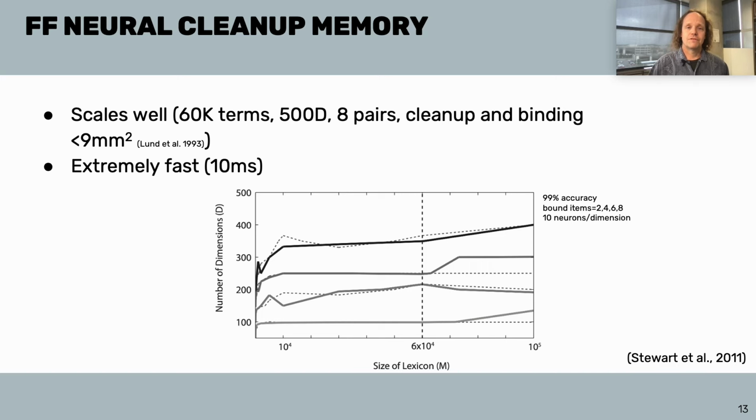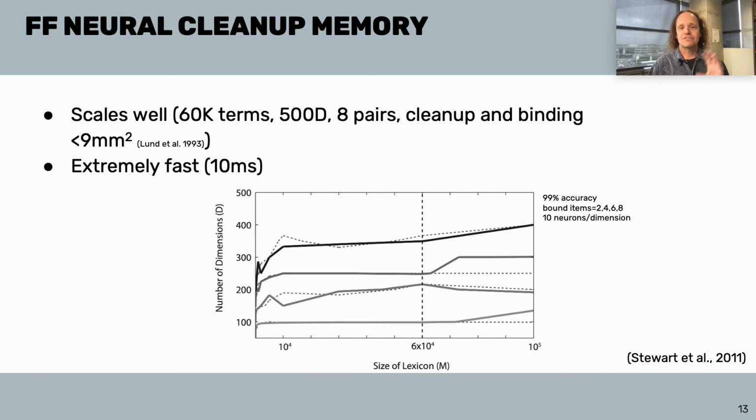So this graph is summarizing the accuracy. It's essentially showing that for a particular number of dimensions, if you want 99% accurate cleanup memory, so that means you get the right answer 99% of the time, and you've got about 60,000 concepts, that's what the dotted line is showing, which is the number of concepts in the average human vocabulary, then with a 300-dimensional vector, you can actually do an extremely good job, even for many different items in your structured representation.